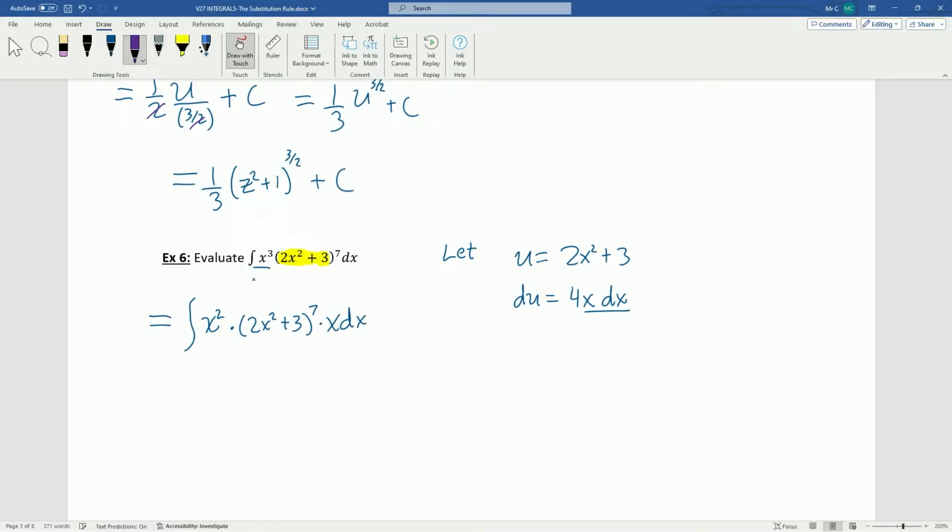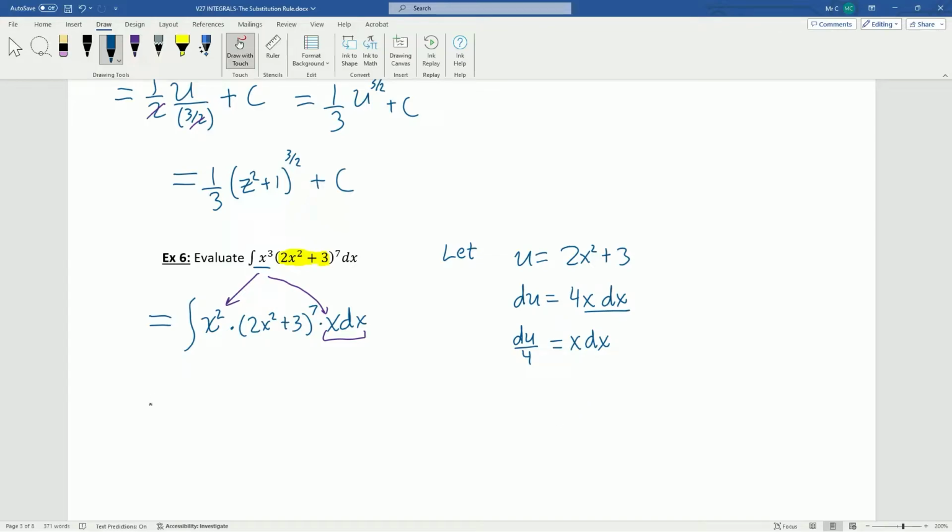So notice all I did was take that x cubed and split it into x squared times x. But for convenience, I wrote them in different parts of the integral. So now when I look back at du, I have du equals 4x dx, so du over 4 equals x dx.